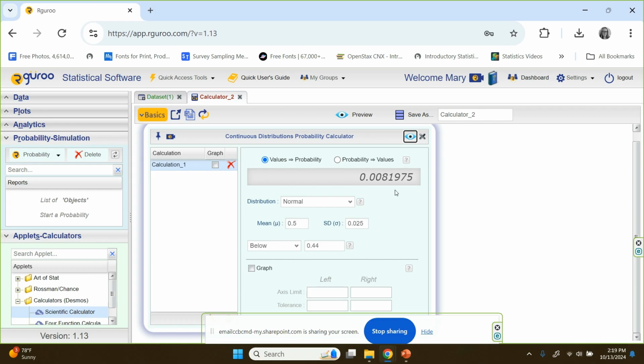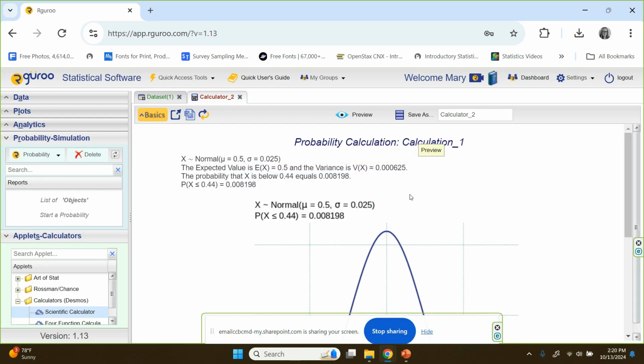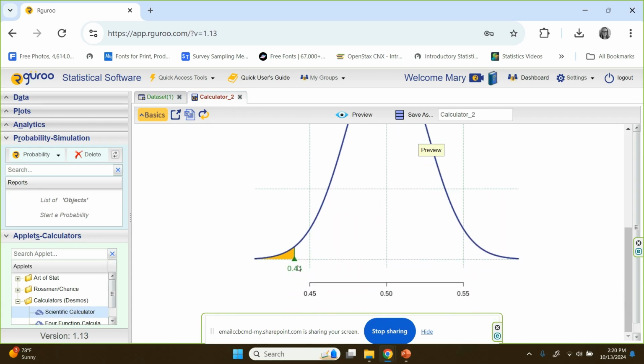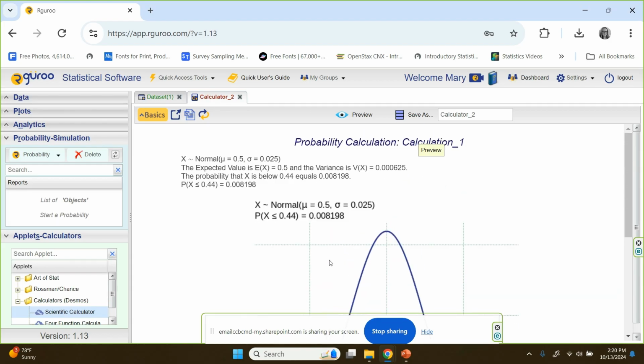It's quite small for that to happen. It's 0.00819, etc. So 0.008 if we're rounding to 3 decimal places. So really small. Let's take a look at the picture. And you can see here, it's almost off the curve. It's quite far away from the half that was our mean. And so that little tiny yellow region corresponds to the very, very small probability we found here with Rguroo. Hope this was helpful.